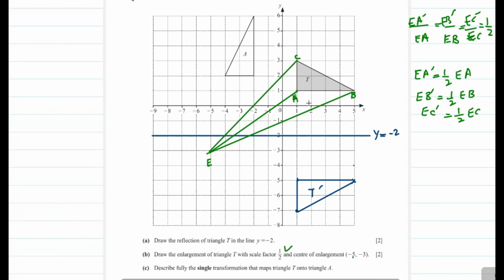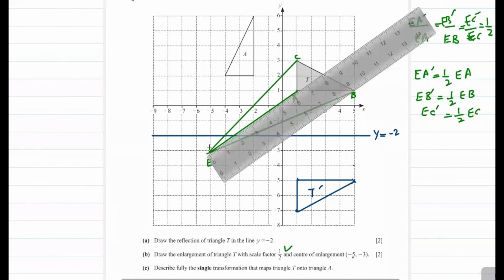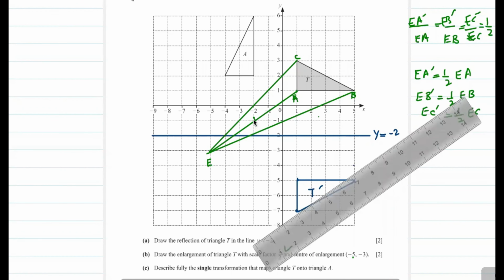Now EA dash will be half the distance between E and A. You can see here the distance between E to A is 6.2. Now we mark the point 3.1. This scale is a digital scale, so it is not accurate, but you can take half of the distance. Now this is the half of the distance. I mark it here, and this point is A dash. We name it A dash.